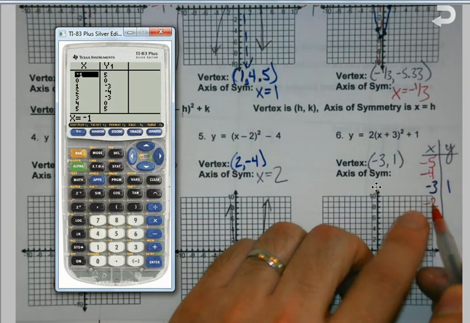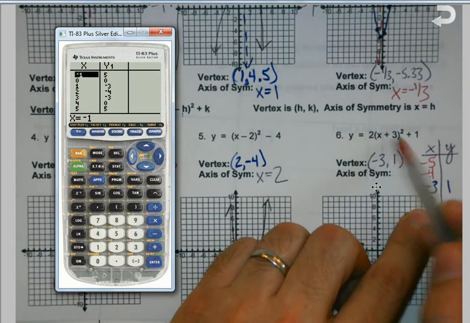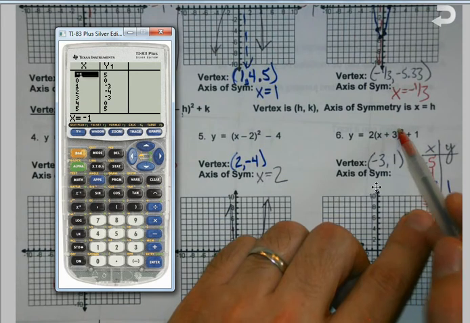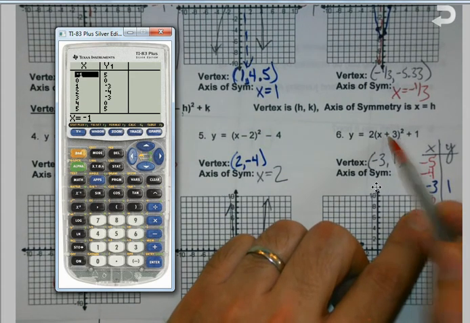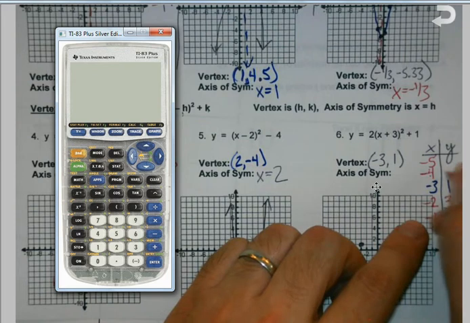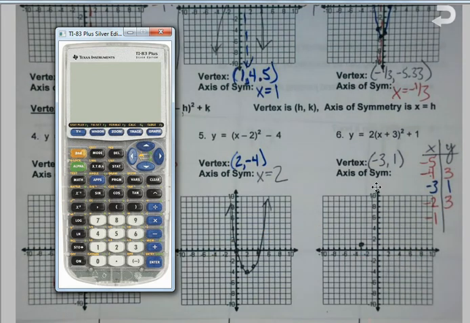Okay, -2. -2 plus 3 is 1. 1 squared is 1. 2 times 1 is 2. Plus 1 is 3. And that takes care of 2 of them. And that took me like 7 seconds, maybe. But again, just take your time. And it makes you work your mental math a little bit too, which is a good thing for when we're factoring and breaking down roots and stuff.